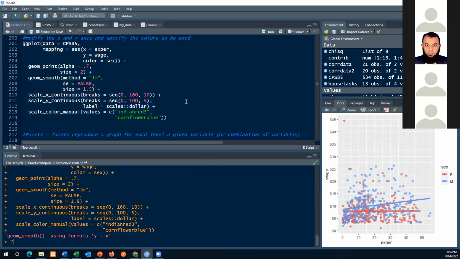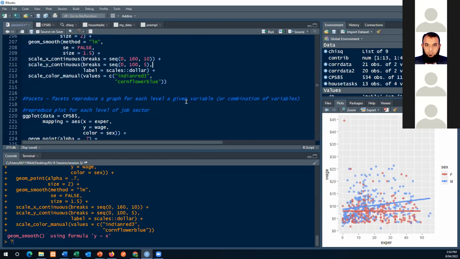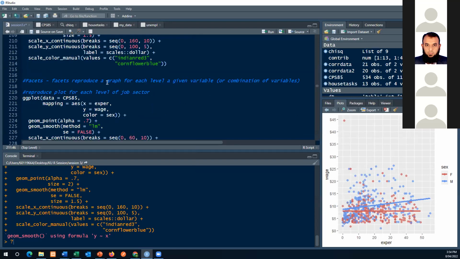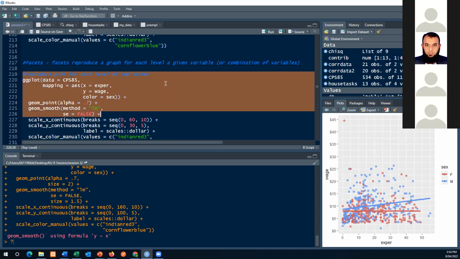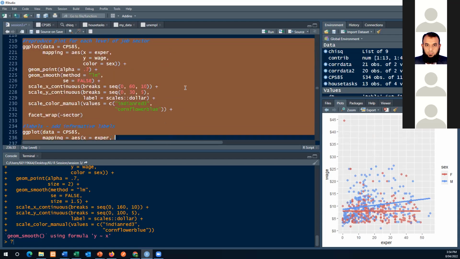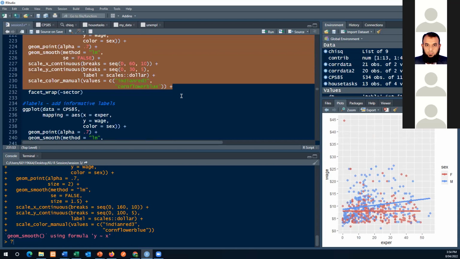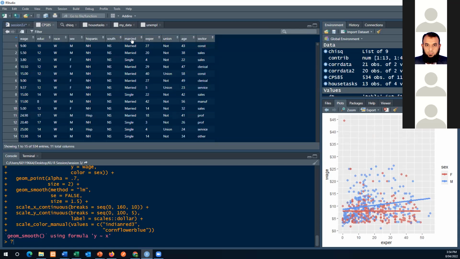Now, the interesting thing is about facet. Facet reproduces a graph for each level of a given variable. If I run it, then you will understand it. We have the graph, everything the same, but now we want to facet through the sector. Look at the variables. We have male and female working. They have the wage based on the experience.